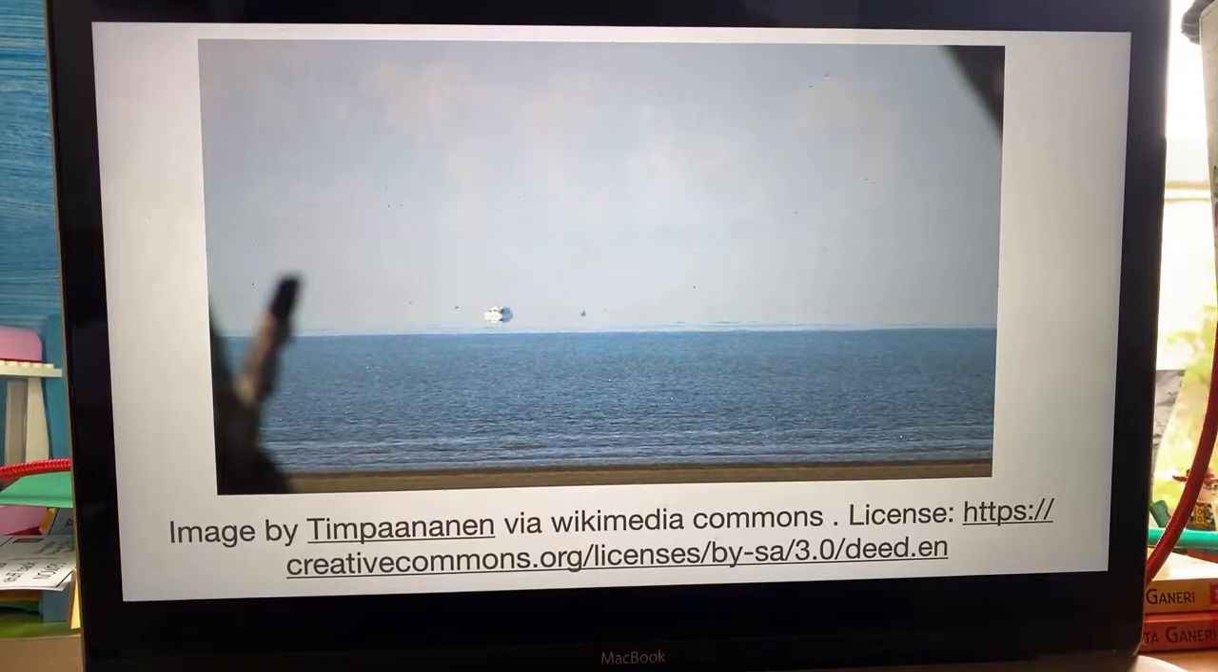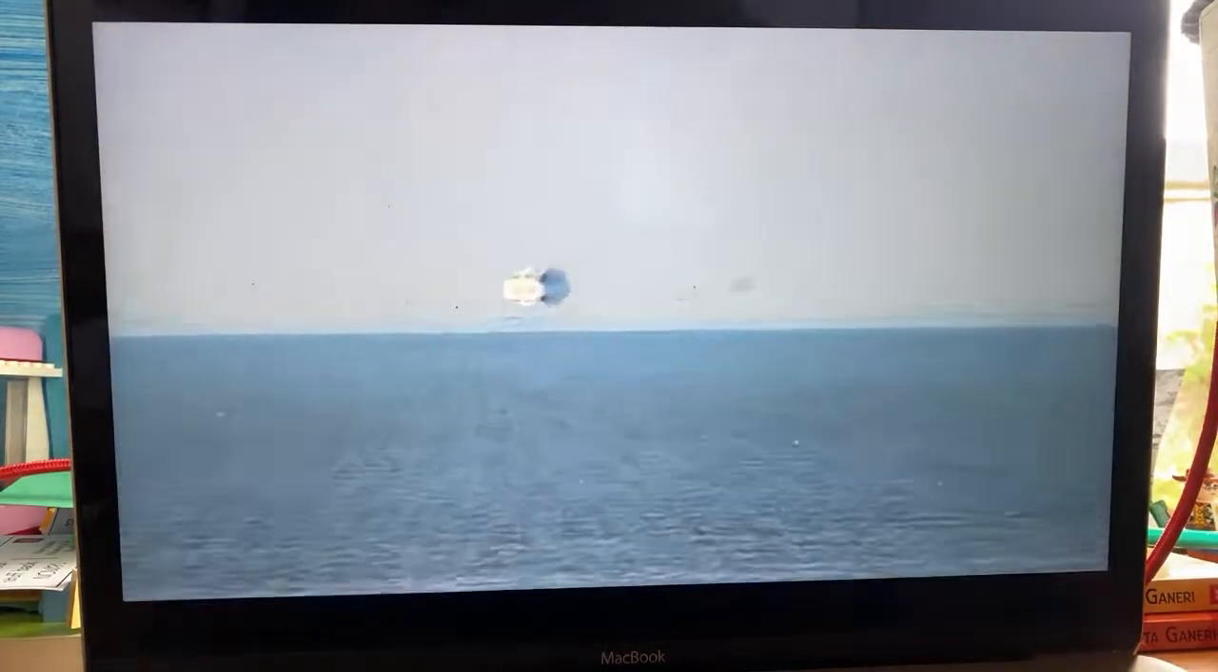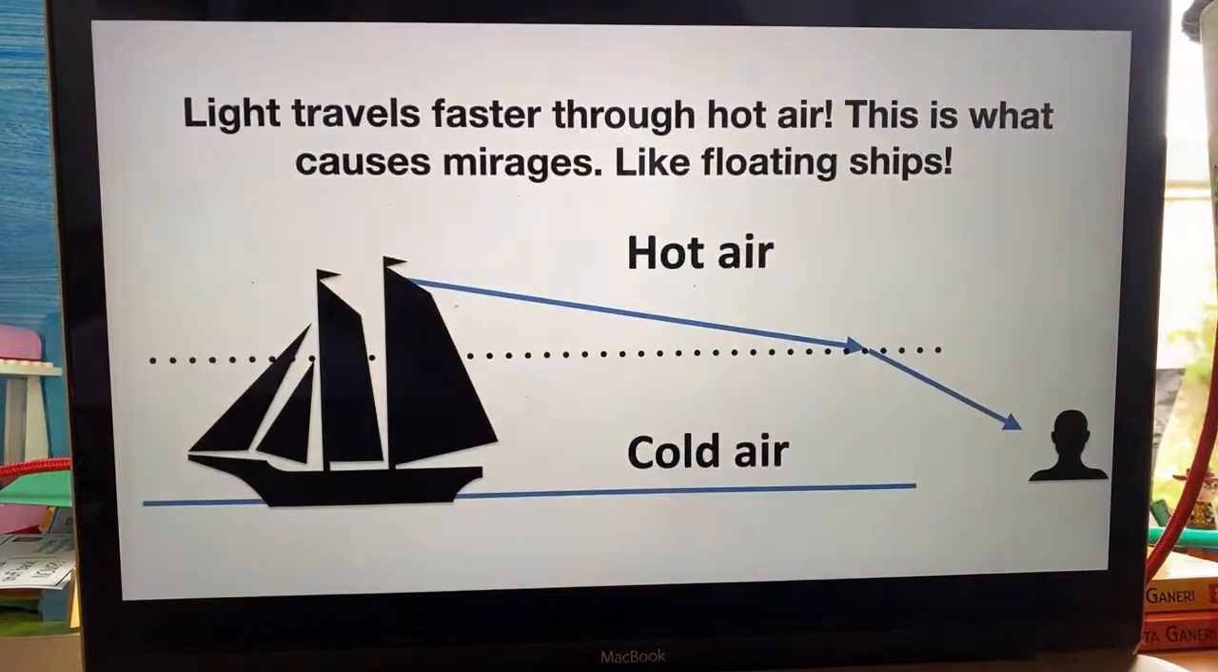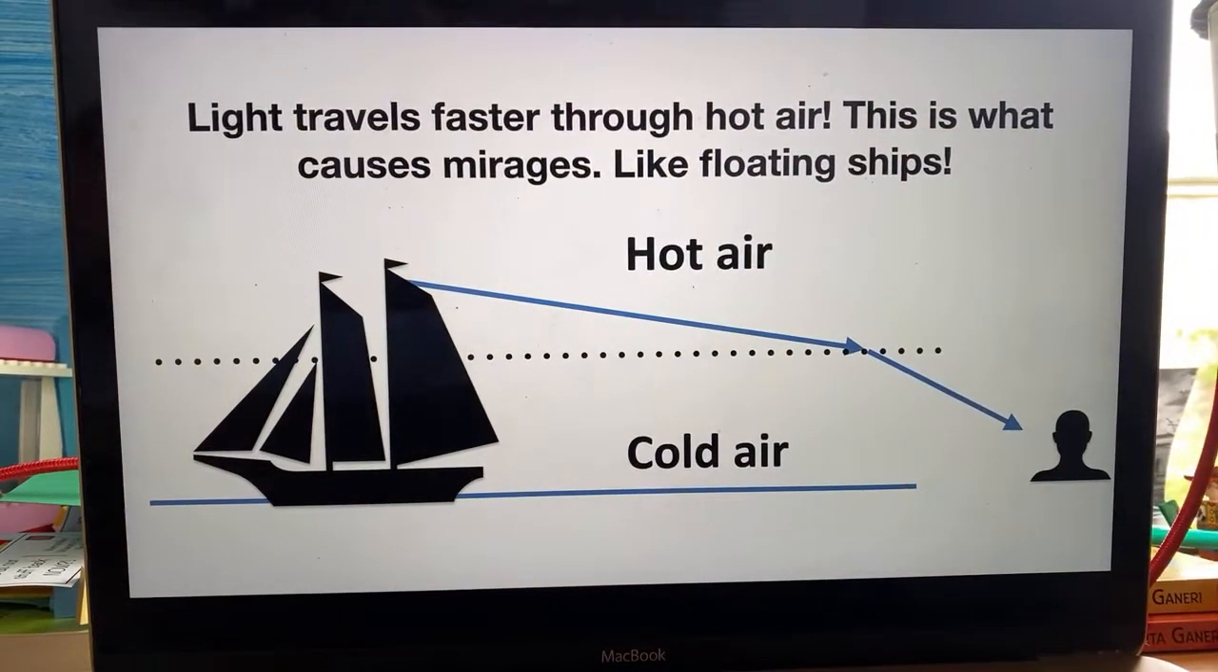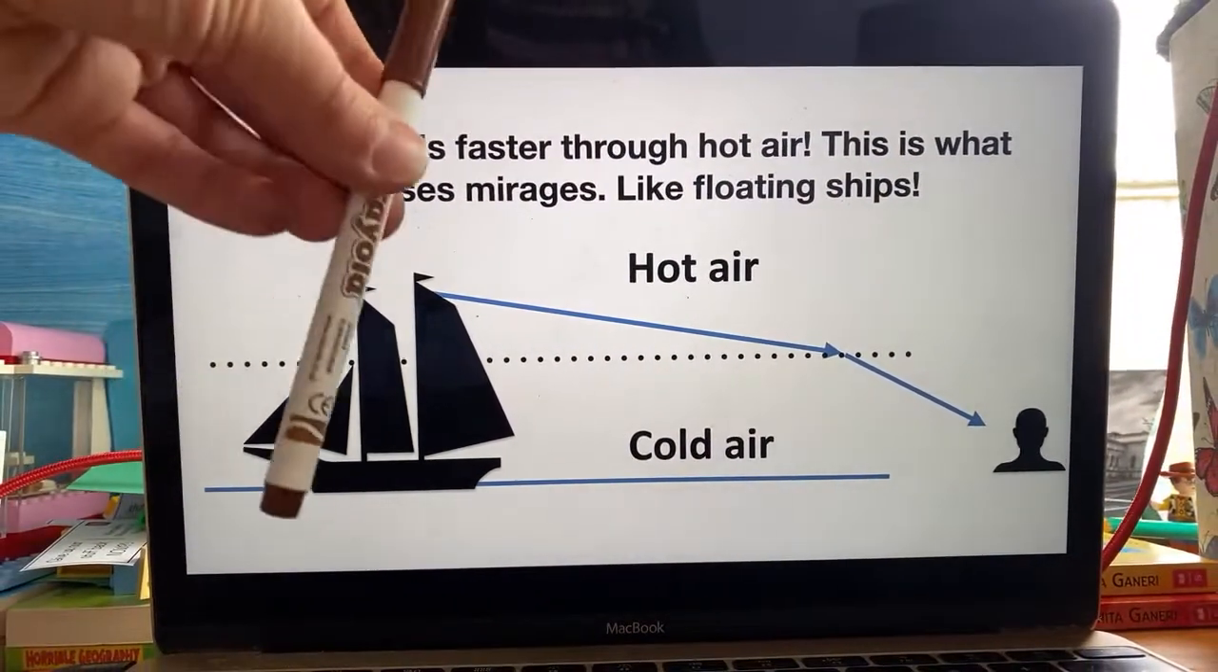I'll zoom in a bit for you. It really does look like it's floating, doesn't it? Isn't that incredible? So it's just an optical illusion caused by the fact that light travels faster through hot air. So yeah, here's what's happening. It's good revision for refraction. We've done this a lot of times before, haven't we?